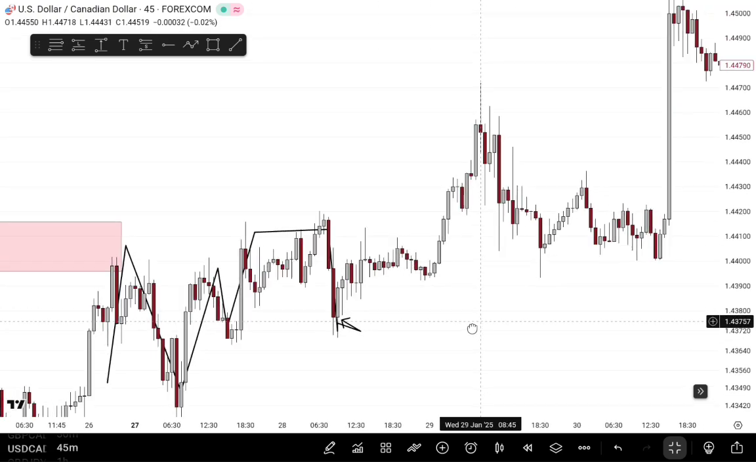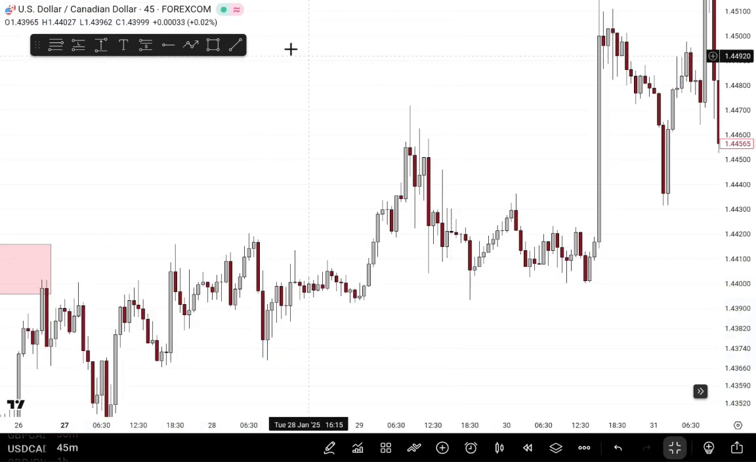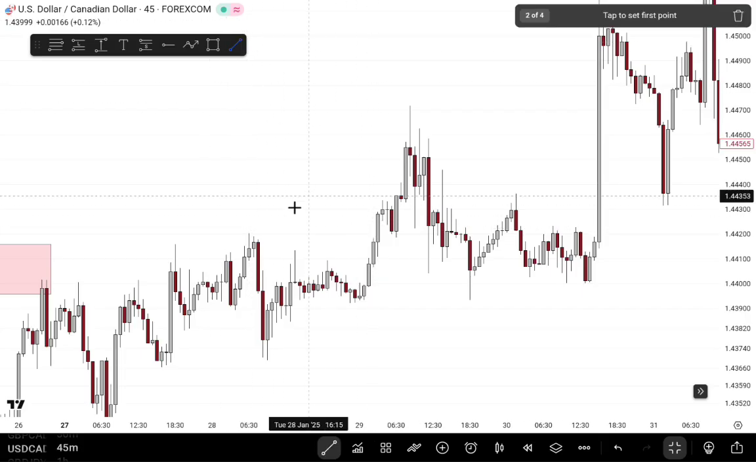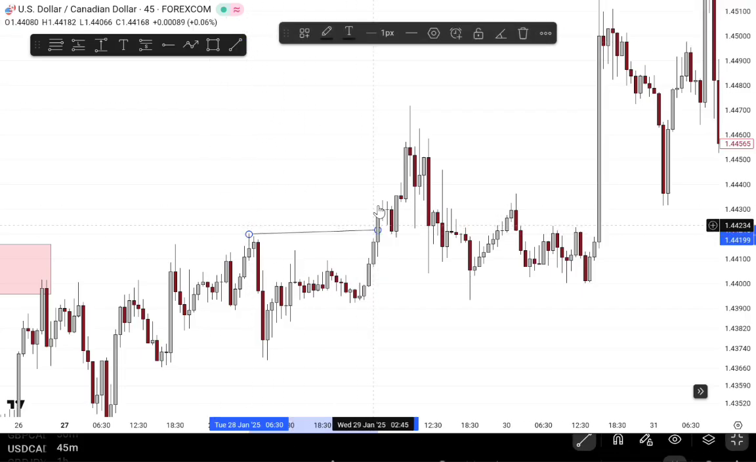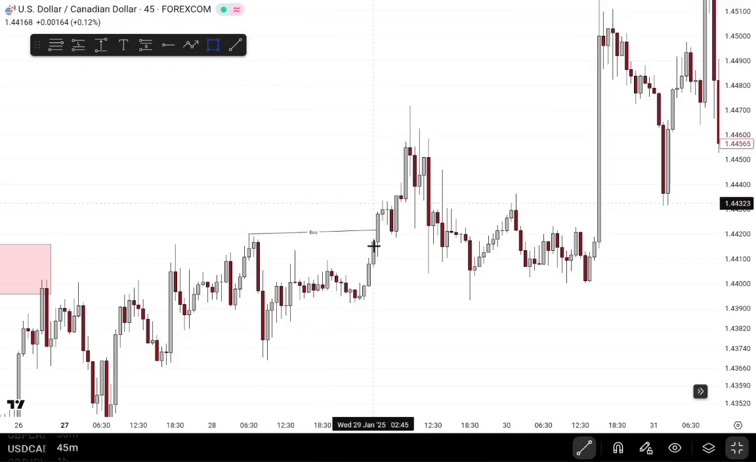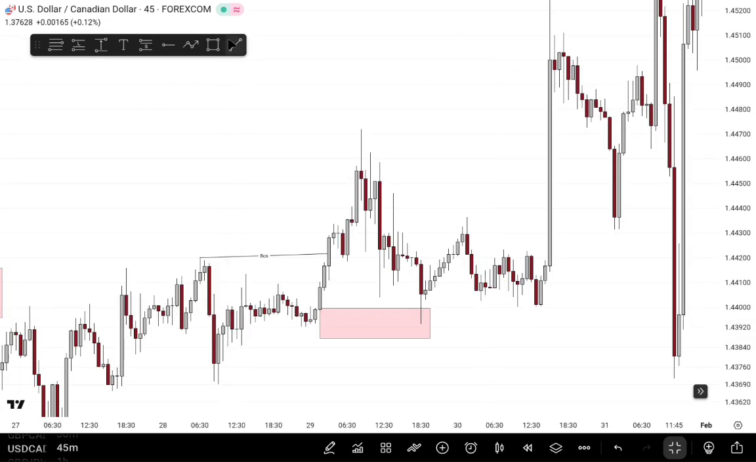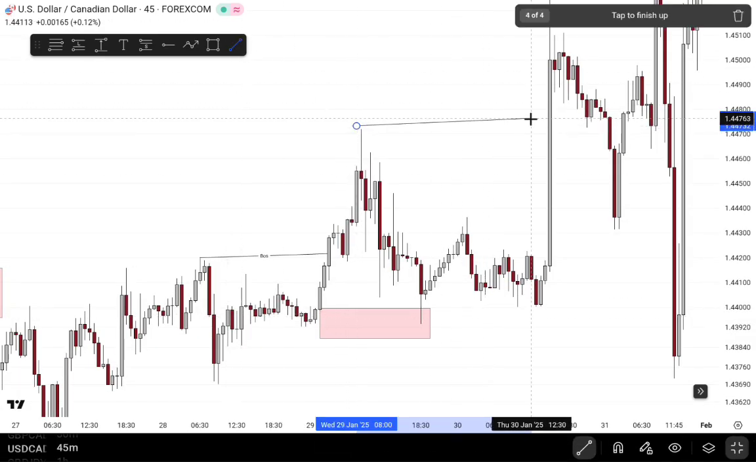So now, before you know it, price clears out liquidity. You can see how price clears out liquidity and breaks structure to the upside. Price breaks structure to the upside at this point, and price taps into the order block, which is currently sitting here. Also, price breaks our structure to the upside.